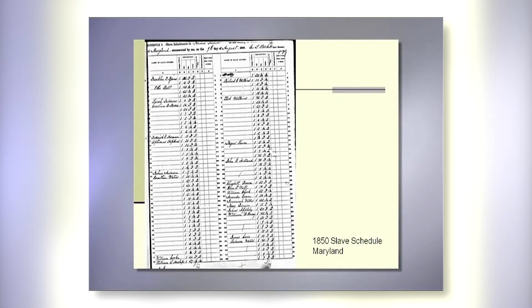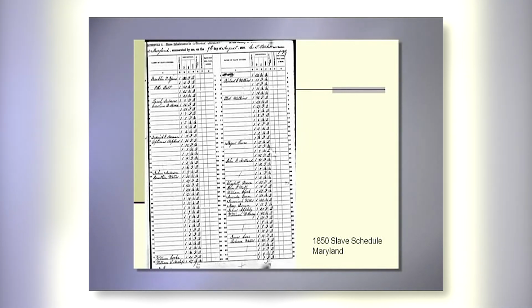This is a slave schedule for Maryland in 1850. The slave schedules rarely give the name of the slave. It usually gives the name of the slave owner or the person who was working with the slave. Now this one isn't particularly difficult if you knew your family, for example, your family member had been owned by Mrs. Pierce. There are only 4 slaves listed.